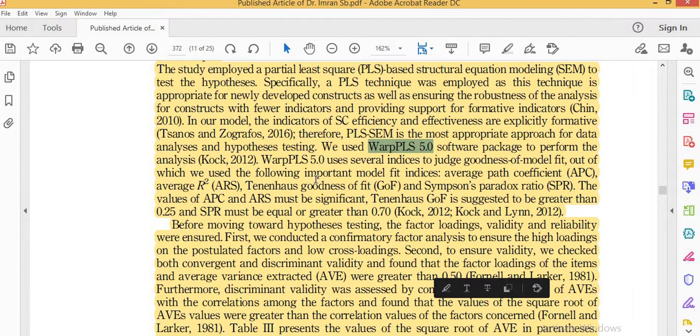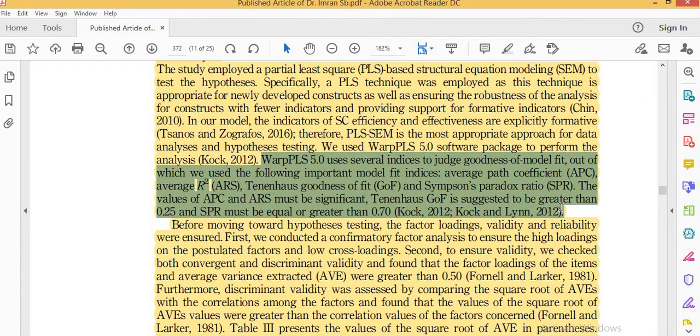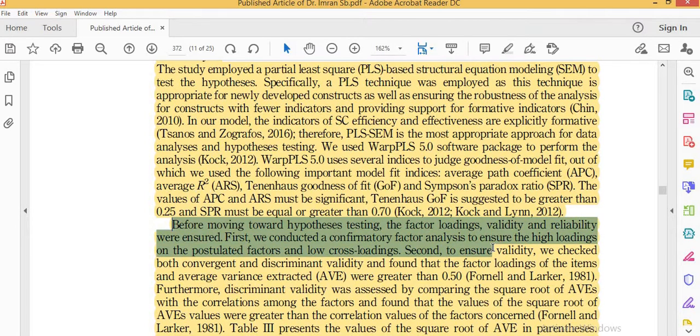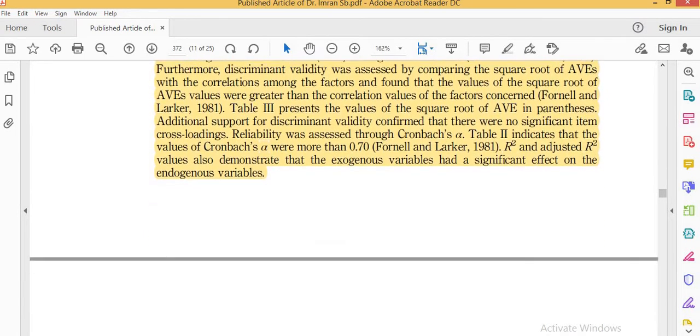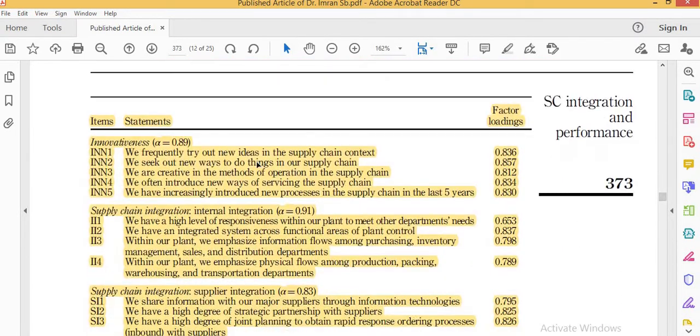the figures of model fitness. This is the paragraph which shows the value they have given for the model fitness, and then they move towards the hypothesis testing and factor loading, validity and reliability. Okay, look at these values, and then they move towards the factor loading table.